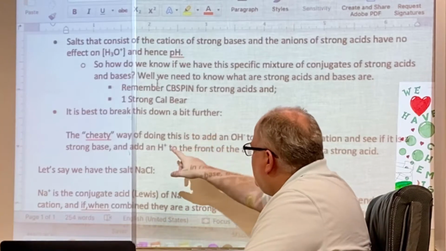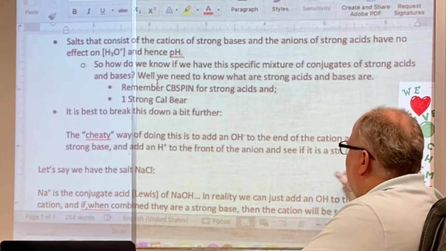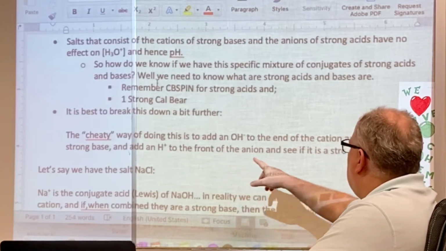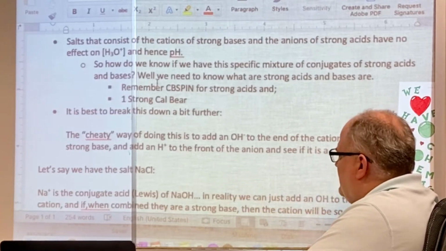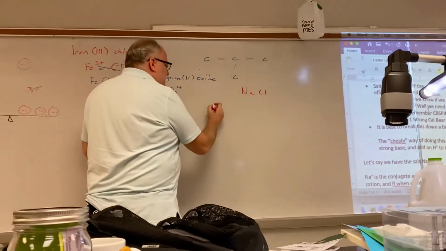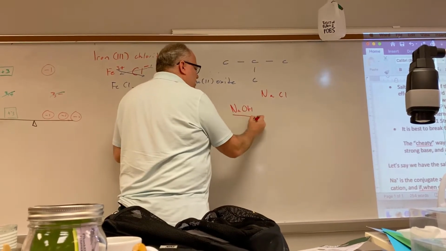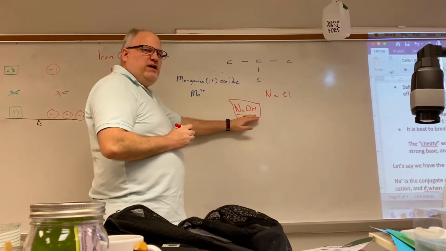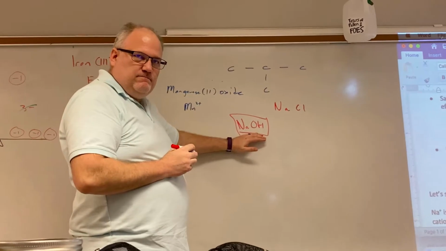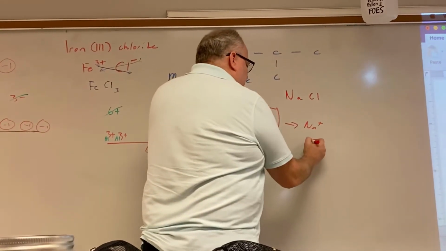So how do we break this down? The cheaty way of doing this is to add an OH to the end of the cation and see if it is a strong base, and add an H plus to the front of the anion and see if it's a strong acid. So let's take a look at the salt NaCl. The cheaty way is this: I'm going to take my Na and think of what would happen if I had an OH on it. Wouldn't NaOH be a strong base? Yes.